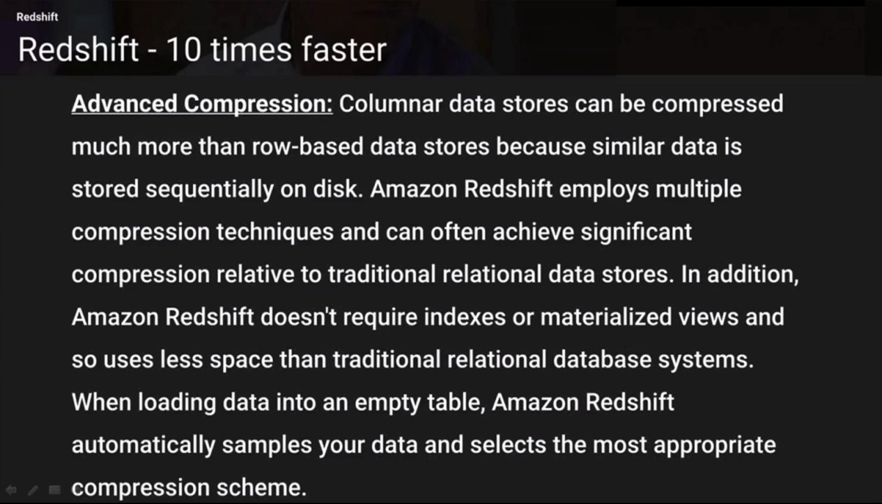And when you are loading data into an empty table, Amazon Redshift automatically samples your data and selects the most appropriate compression scheme. I don't have to tell Amazon Redshift what to do. I just need to put the data across the way it is in the RDS table, and it's automatically going to sample it on the column base, and then it's going to store and compress it as per the regular techniques.